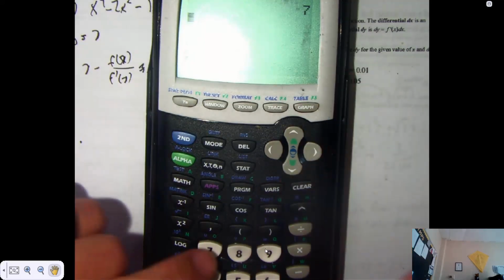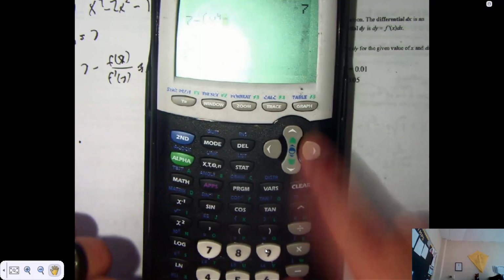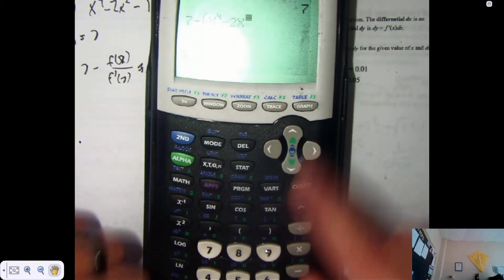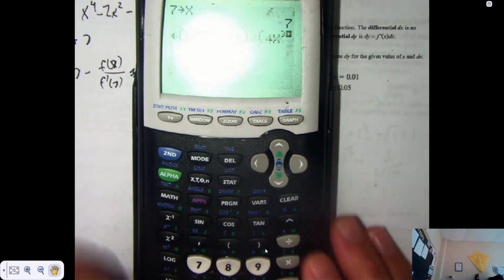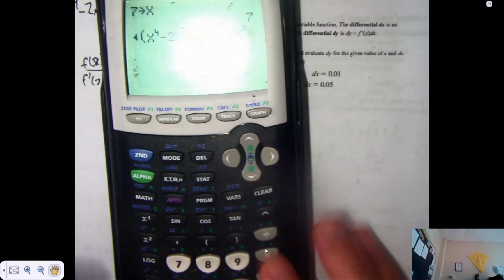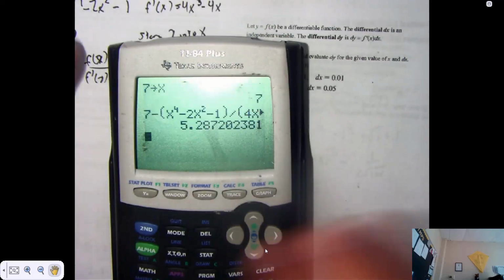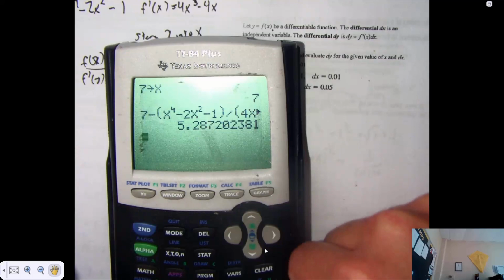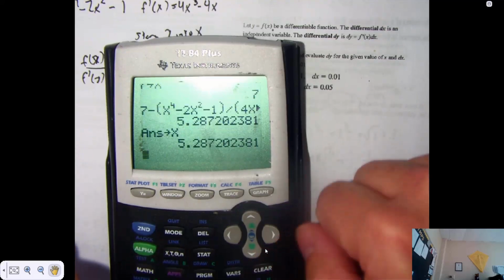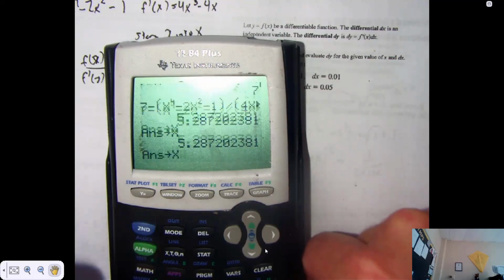I'm actually going to type this in. 7 minus parentheses x to the 4th minus 2x to the 2nd minus 1 sitting over 4x to the 3rd minus 4x. What do you do with that result? Store it, right? And I should have called that an x instead of 7. Second enter.